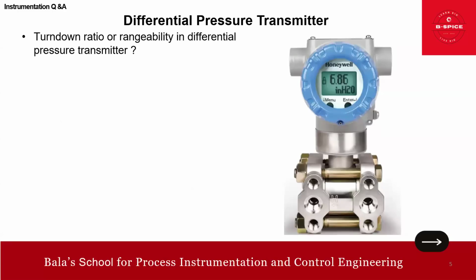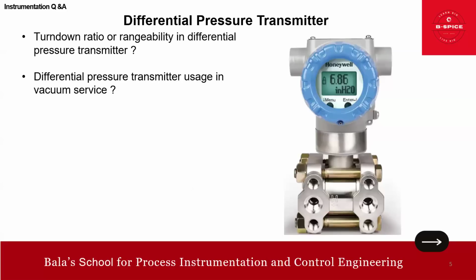Okay. So that's all for this and a few more to add on. Turn down ratio or rangeability in a differential pressure transmitter. What is that? See, basically the turn down ratio, the rangeability of a differential pressure transmitter, is the ratio of the maximum pressure to the minimum pressure it can measure accurately. That is the point. So a higher turn down ratio allows the transmitter to accurately measure a wider range of pressure. Obvious, isn't it? Yes. So that is the turn down ratio rangeability.